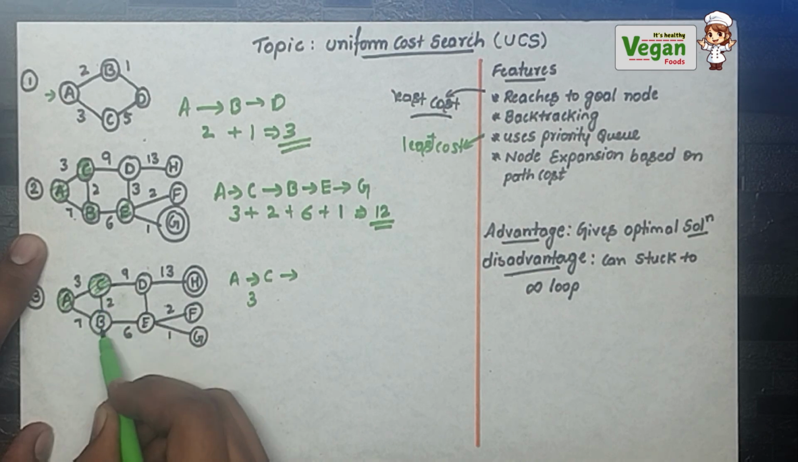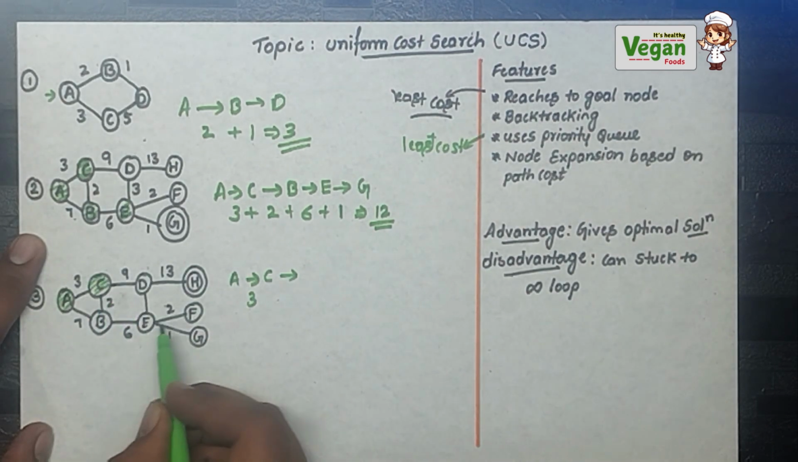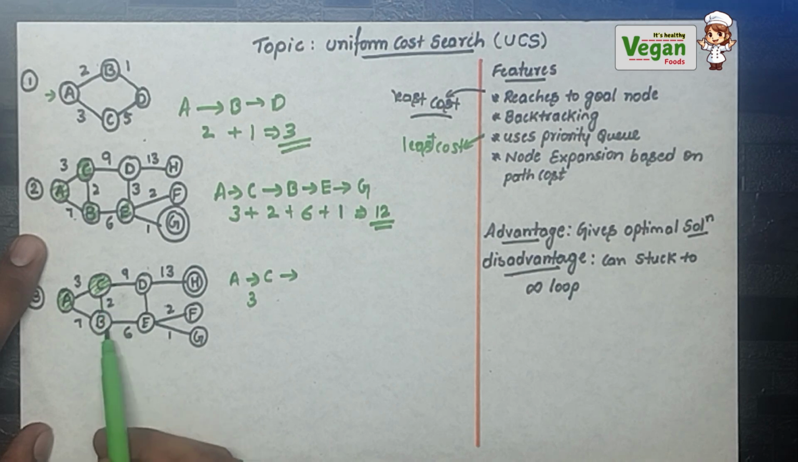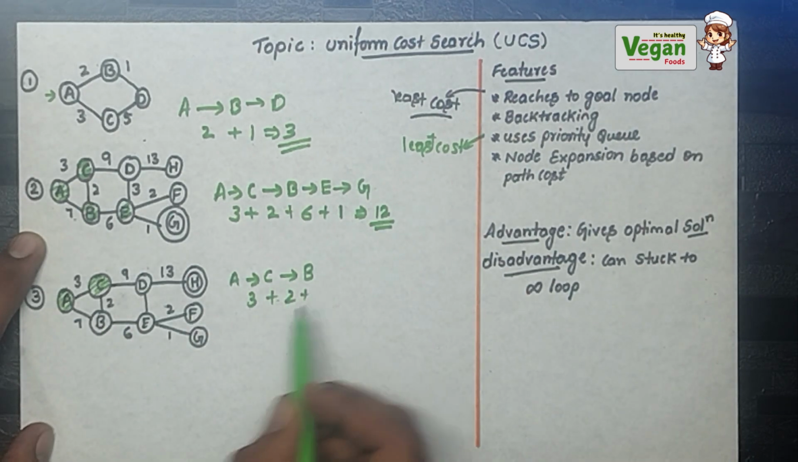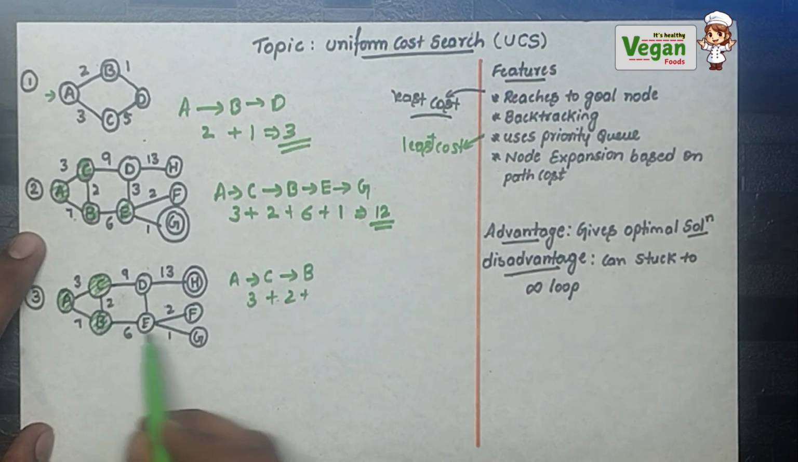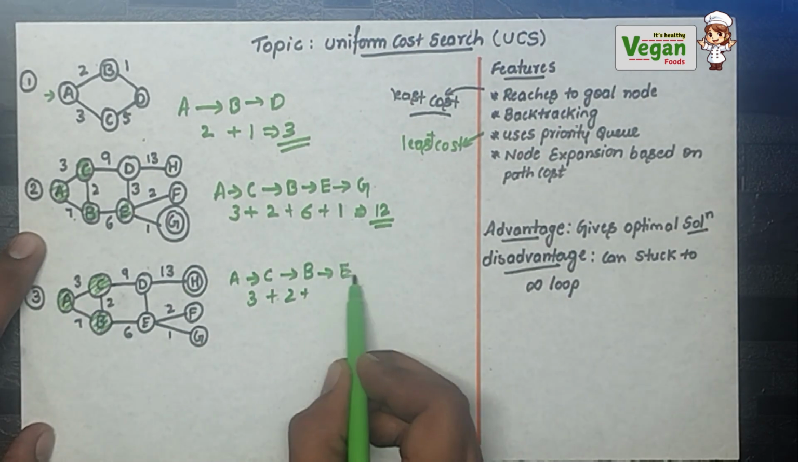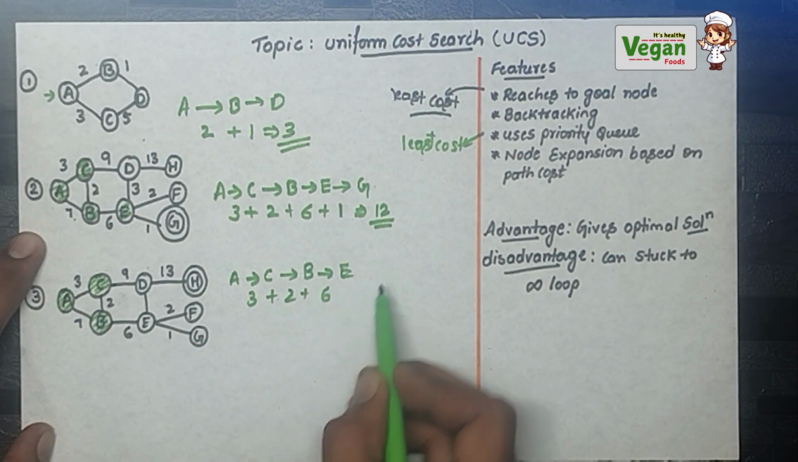Now from C I can go to B or I can go to D. So the least cost is from C to B, that is 2. Now from B I can go to E directly. So from B to E the cost is 6.